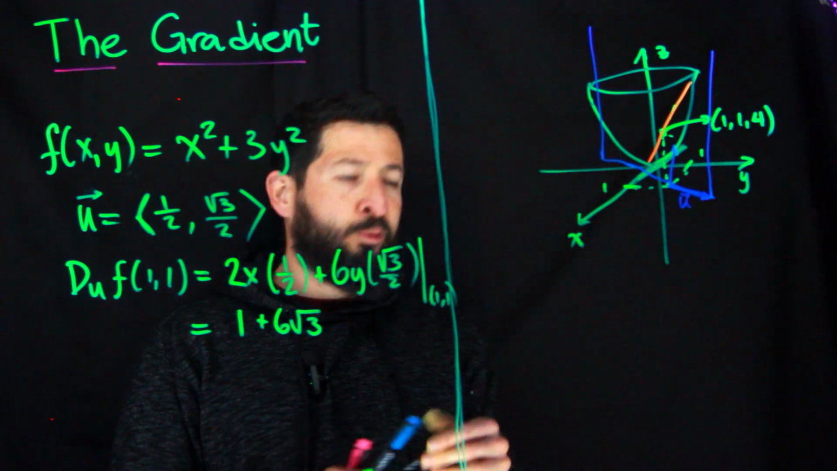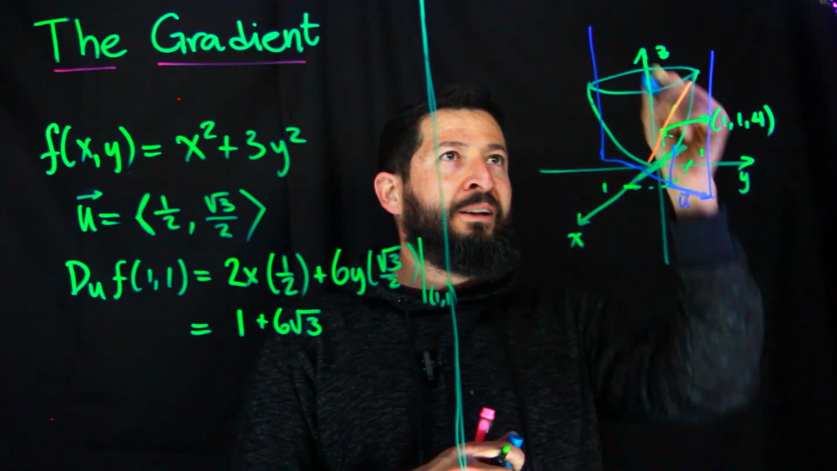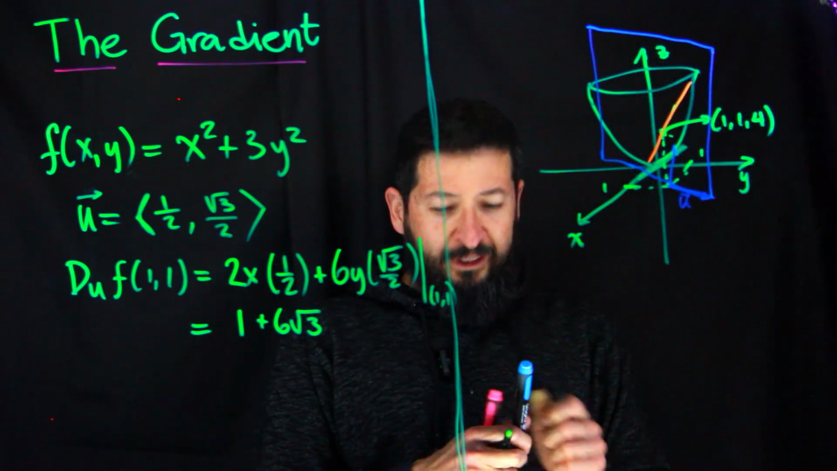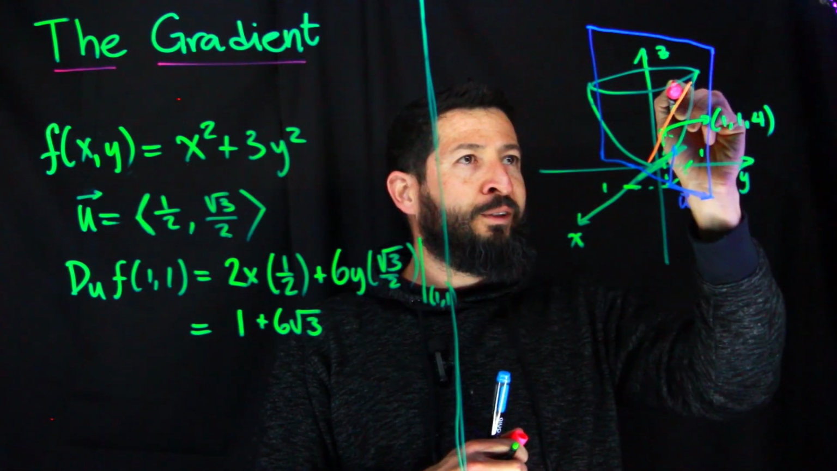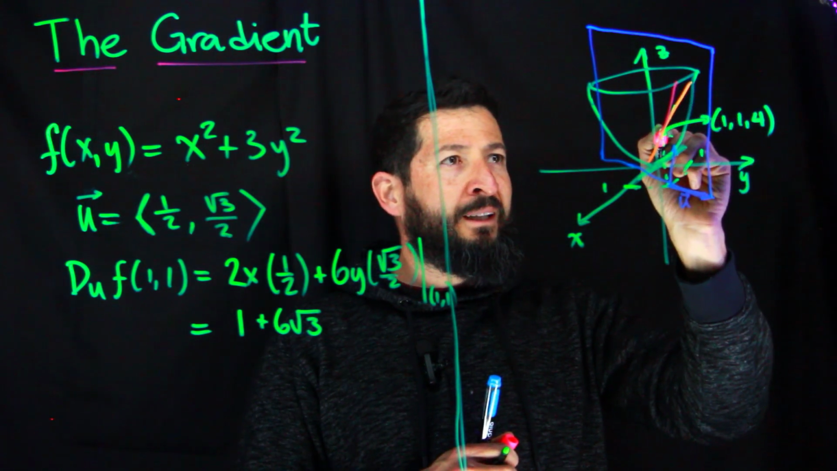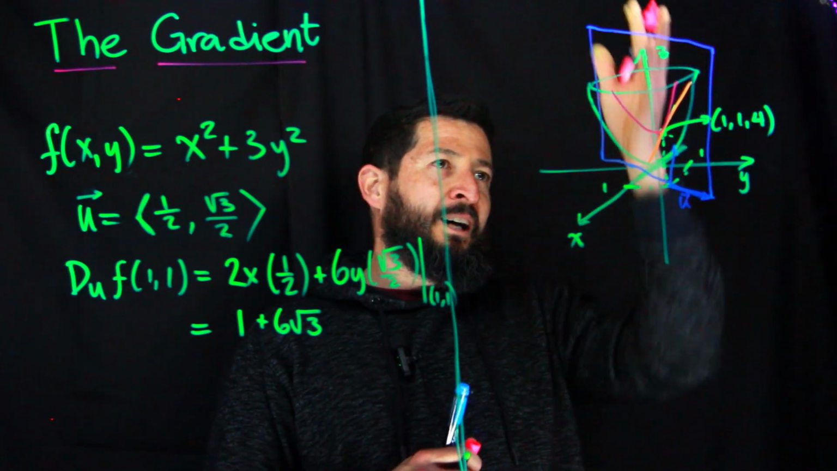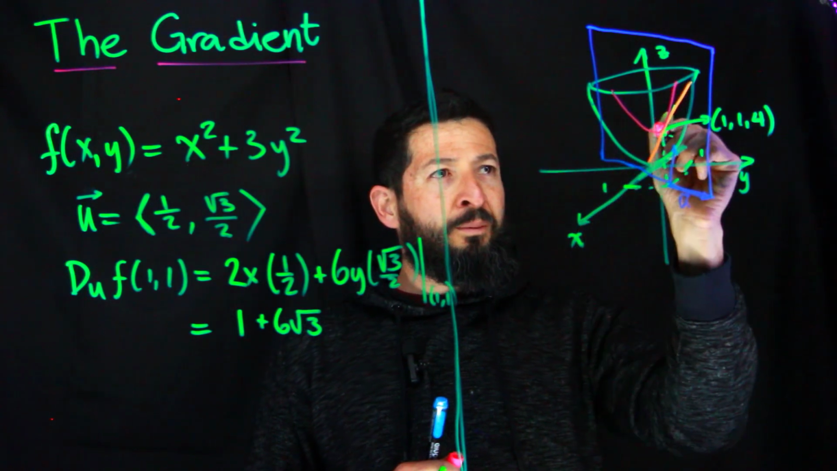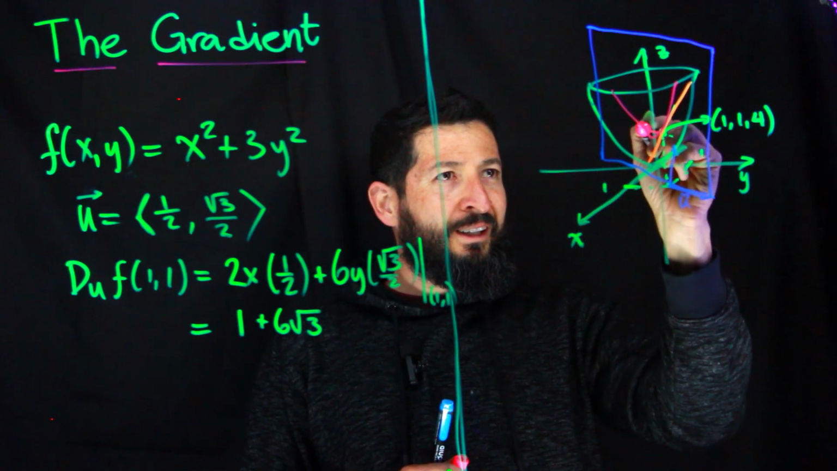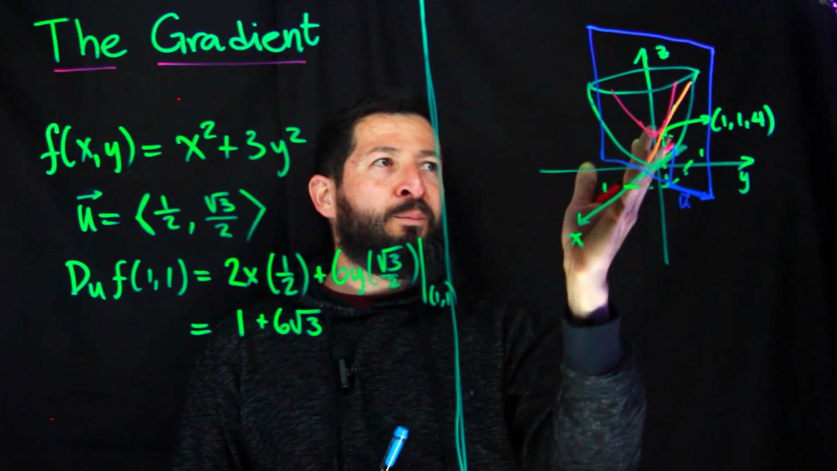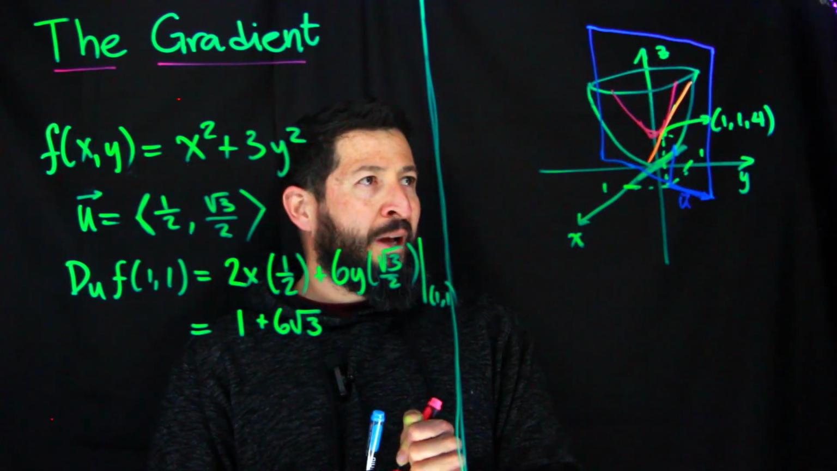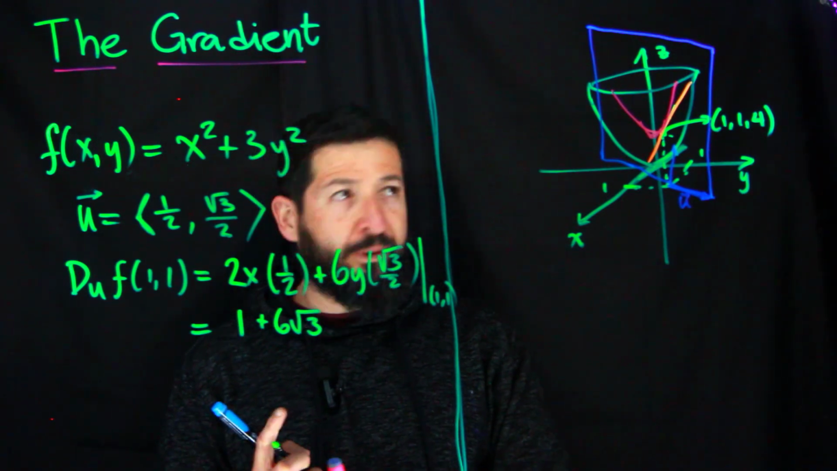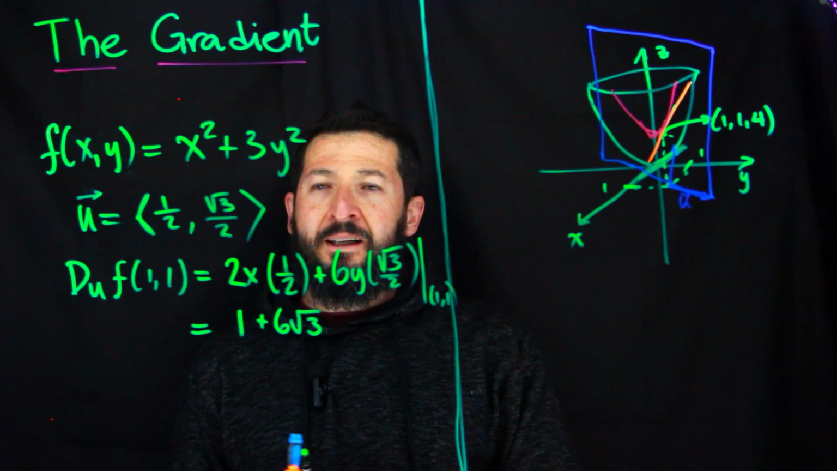So that's what the directional derivative would tell you: if you cut the surface, of course, when you cut that surface, you're going to end up having some sort of parabola that intersects with that surface. The tangent line to that parabola on that plane would have slope 1 plus 6 square root of 3. That's how you interpret the directional derivative.